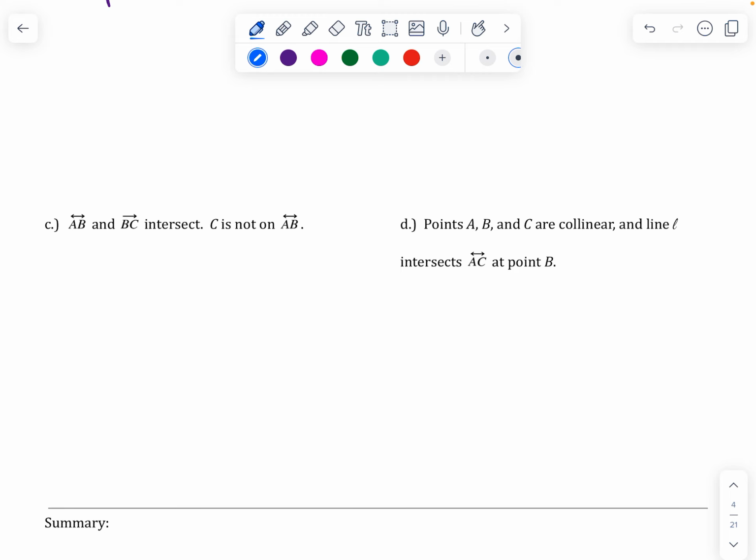Line AB and BC intersect. C is not on AB. So first notice that these share the point B. So if I drew the line with A and B, then I would say that BC, so that they share the point B, and C is another point that's not on line AB. But they both share the point B.